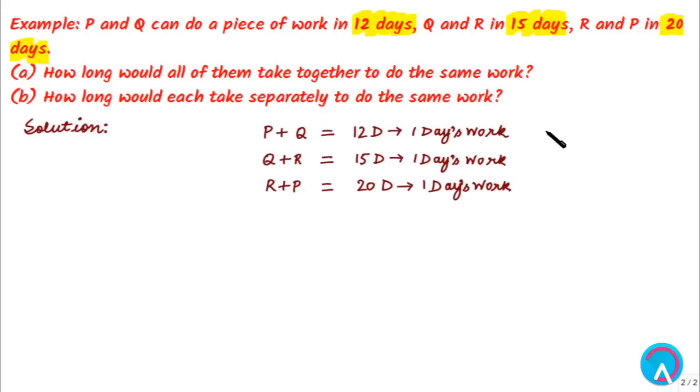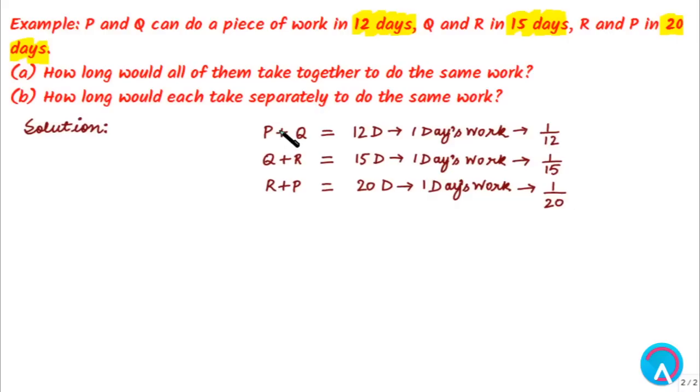So for P and Q, when they're working together, one day's work will be 1 by 12th of the total. For Q and R, when they're working together, one day's work will be 1 by 15, and for R and P it will be 1 by 20th of the total work. So we can say that P plus Q's one day work is 1 by 12, Q plus R's one day work is 1 by 15, and R plus P's one day work is 1 by 20.